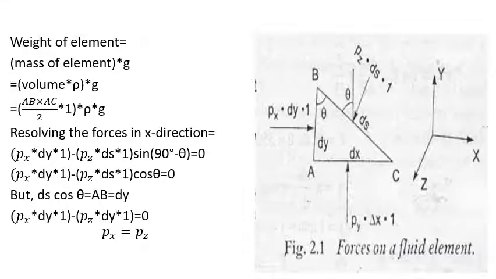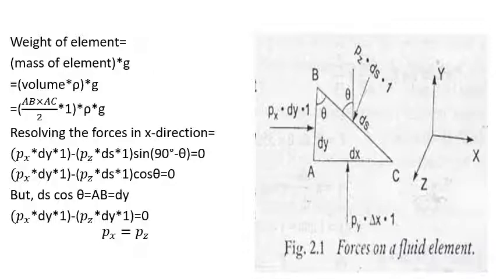Next, what is the weight of the element? The second force acting on this fluid element is the weight of the element. The weight of the element is equal to the mass of the element times the acceleration due to gravity. Here, the mass of the fluid element is equal to volume times density, because density is equal to mass by volume. Therefore, the mass is equal to density times volume, and g is the acceleration due to gravity.